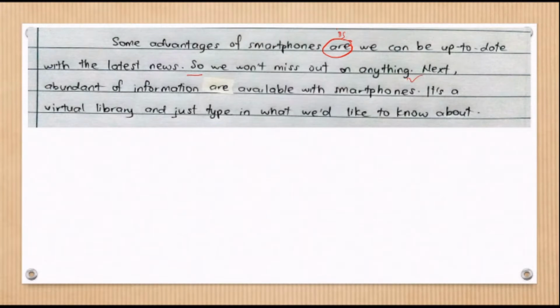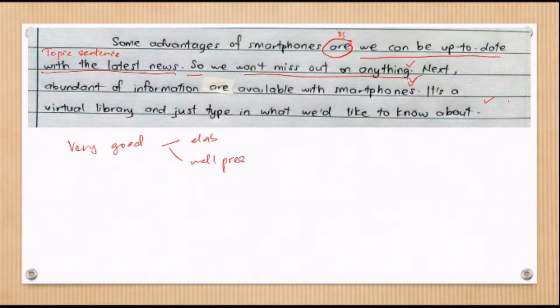Okay. Again, where is the topic sentence? We can be up to date with the latest news. So this is the topic sentence, and it will be the advantage of having smartphone. Okay, what will happen if you can catch up with the latest news? You won't miss out anything. Good elaboration. Okay, we look at the third sentence. Next, abundance of information are available with smartphone. Also the elaboration of catching up with the latest news, because you can get much information from the internet using your smartphone. It is a virtual library and just type in what we would like to know about. Okay, very good. Why did I say it's a good sample? Because I can see elaboration and a well presented topic sentence.